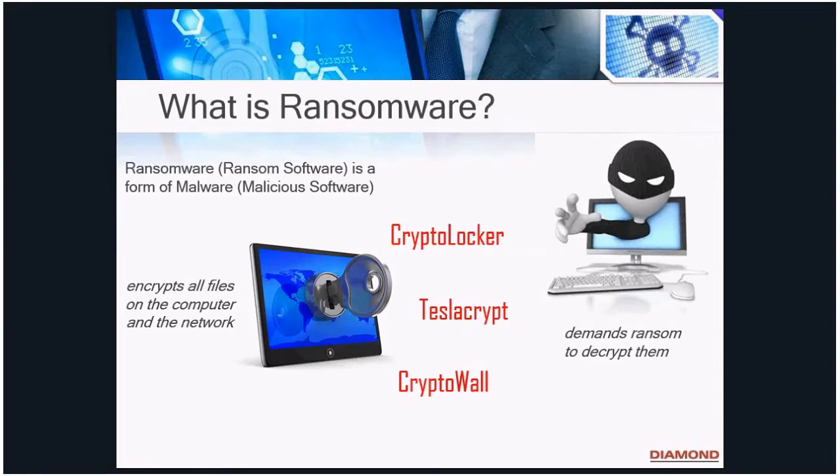Okay, so a quick recap on what is ransomware. It's ransom software, and essentially the way that it works is that it encrypts all of the files on your computer, and if your computer is part of a network, it will also infect the files that are on the file server as well. When the files are encrypted, they essentially become unusable. So what the cyber criminals do is demand a ransom to then decrypt the files so that you can use them again. There have been some very popular ones in the news: CryptoLocker, Tesla Crypt, Crypto Wall. I'm sure that everyone's heard of these in the news at some point.